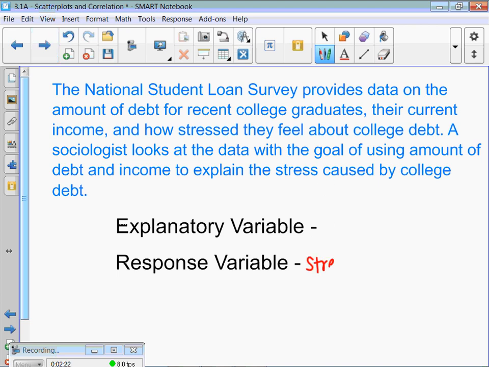Yeah, it would be the stress. And what would you guys say is the explanatory variable? It would be the amount of debt and income. It's talking about both of those kind of at the same time, okay? So your debt and income might help explain or predict your stress level.